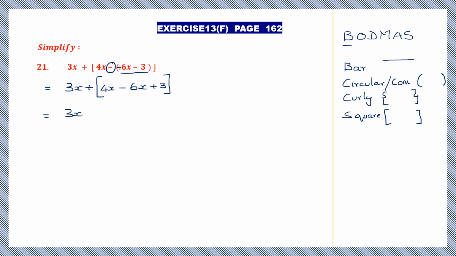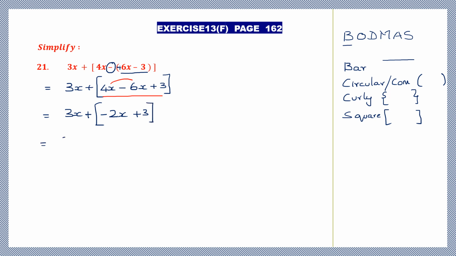Now we're going to remove the square brackets by first simplifying what is inside the brackets. So we write plus and then we have the square bracket. Now there are like terms, so let's work on that. 4x minus 6x. So signs are different, so put the sign of the bigger number. 6 minus 4 is 2, 2x plus 3 and close the square brackets.